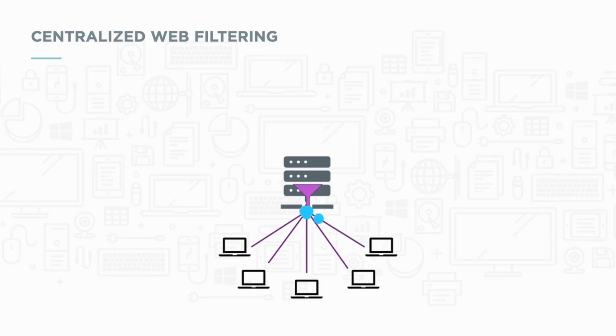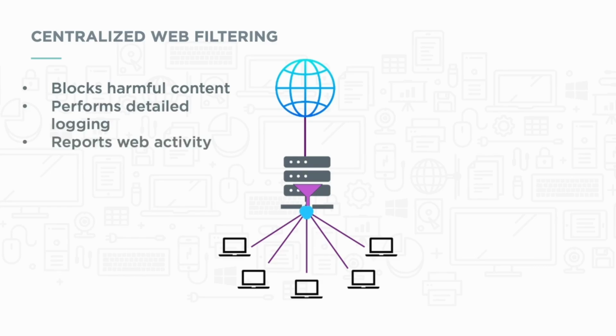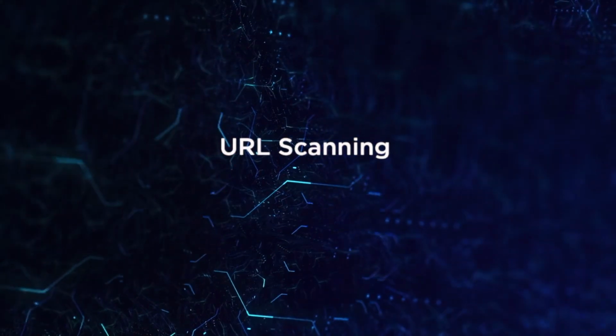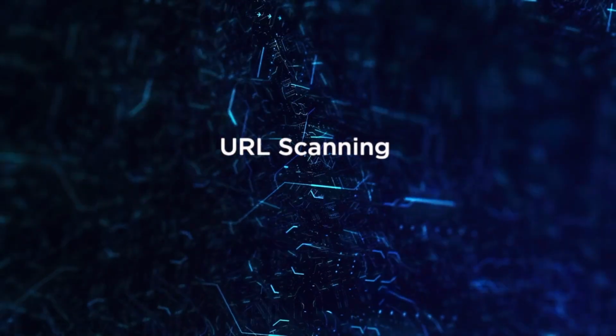A centralized proxy server acts as an intermediary between end users and the internet. Beyond blocking unwanted or harmful content, a centralized proxy server can also perform detailed logging and reporting of web activity. A centralized proxy server employs various techniques to protect web traffic and ensure the safety of an organization's network. A proxy server can perform URL scanning, which involves blocking URLs known to host malicious content, are inappropriate, or violate the company's policies. Proxy servers also allow content categorization.